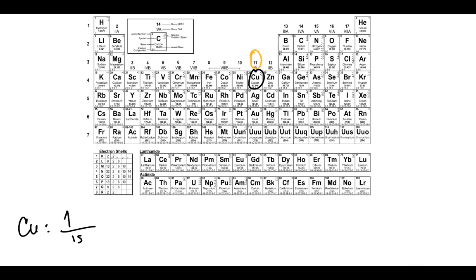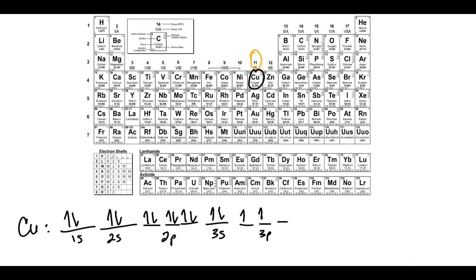So again, we'll do 1s2, 2s2, 2p6, 3s2, 3p6, 4s2, and then I get to 3d, 1, 2, 3, 4, 5. Now, how many electrons do I have left? I've got 1, 2, 3, 4, 5, 6, 7, 8, 9.